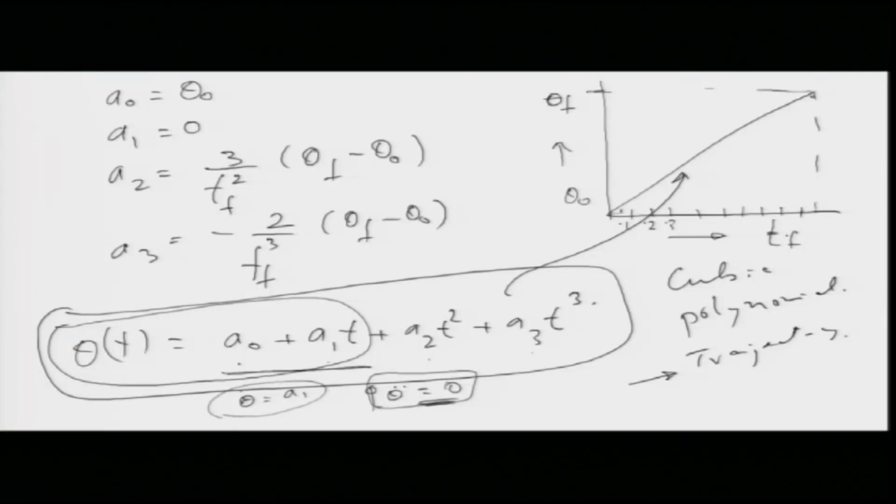What we got here is theta dot is equal to a1. Again, constant velocity is not possible. Why? Because the system is here, it is starting and it is ending here. So, it has to start with some velocity.